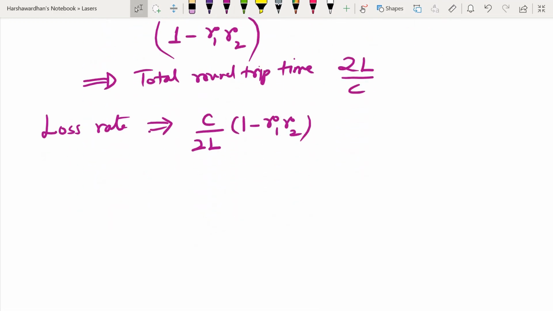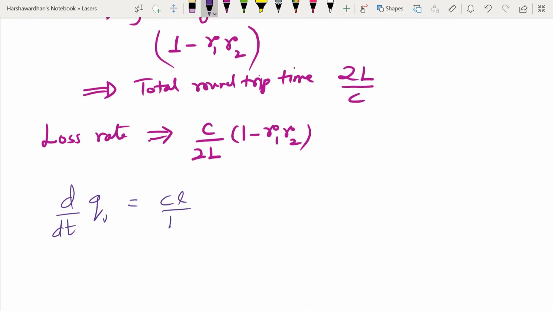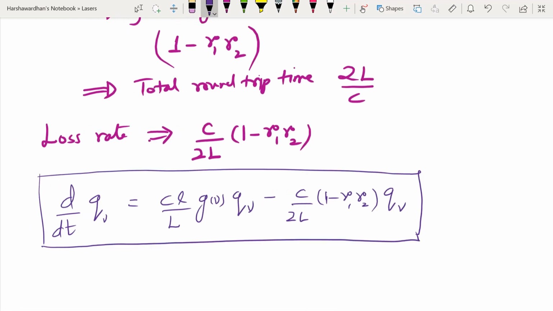I'm putting this back into equation number 2, and I get the final form of the rate equation governing the photons within the cavity. So dq_nu/dt, where q stands for the number of photons within the cavity, is simply c times small l by capital L times g of nu times q_nu, minus the loss rate, which is c by 2L, 1 minus R1 R2 times q_nu. This governs the time dynamics of the photons within the cavity. My total rate of change of the photons within the cavity is related to the gain process and then the output coupling or the loss process.